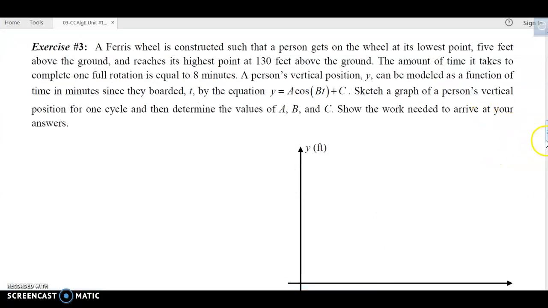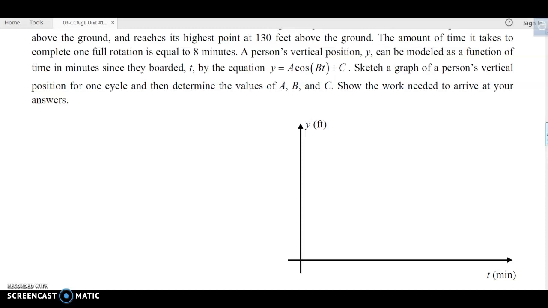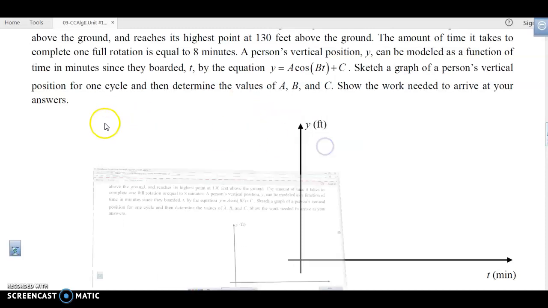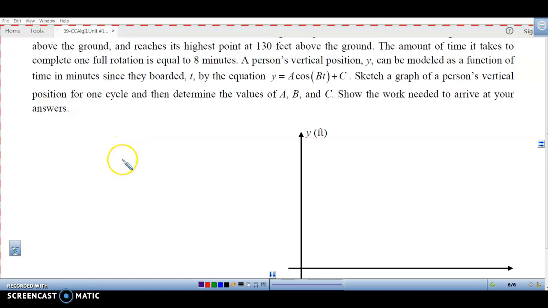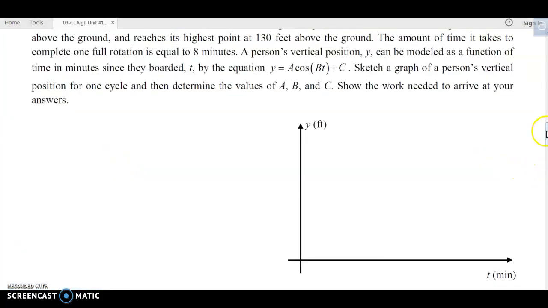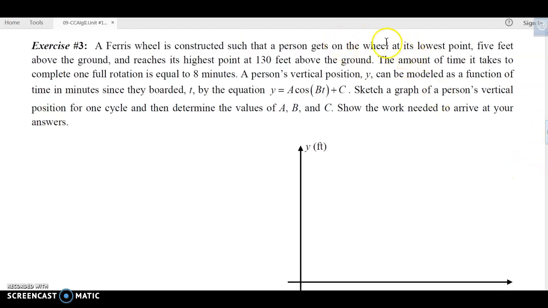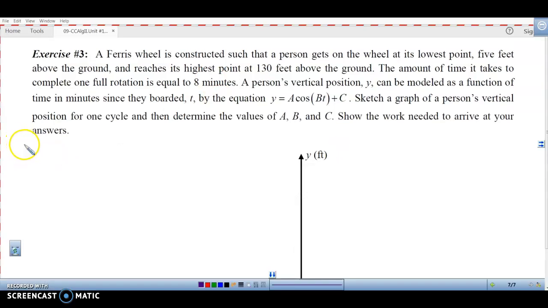Okay, so that's what we're going to do. We need to figure out what a, b, and c are for the equation y equals a cosine bt plus c. The first thing we need to do is to look at what we know about the points. We know that our lowest point is at 5 feet, so y min is 5, and the highest point would be 130, so this is going to be y max, 130.